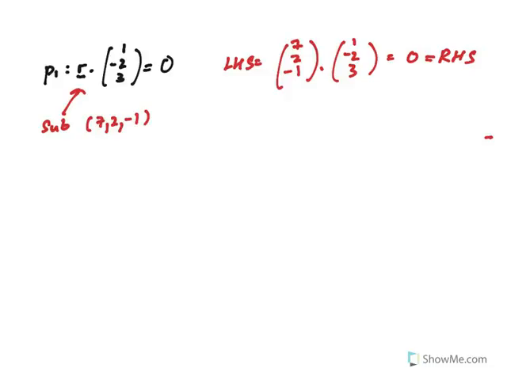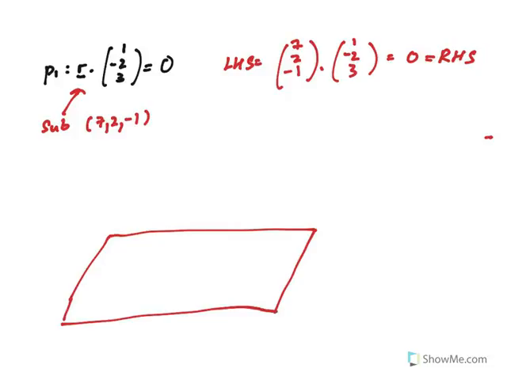Second part. Find the perpendicular distance from P to plane 2. So this is your plane 2. From here, one thing you can see. If you observe, what does this tell you?